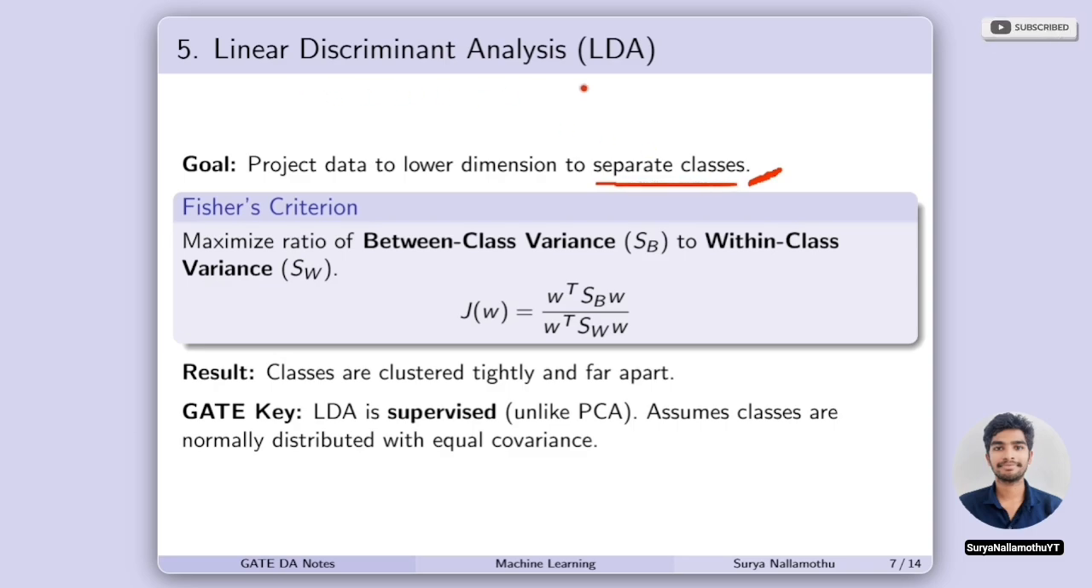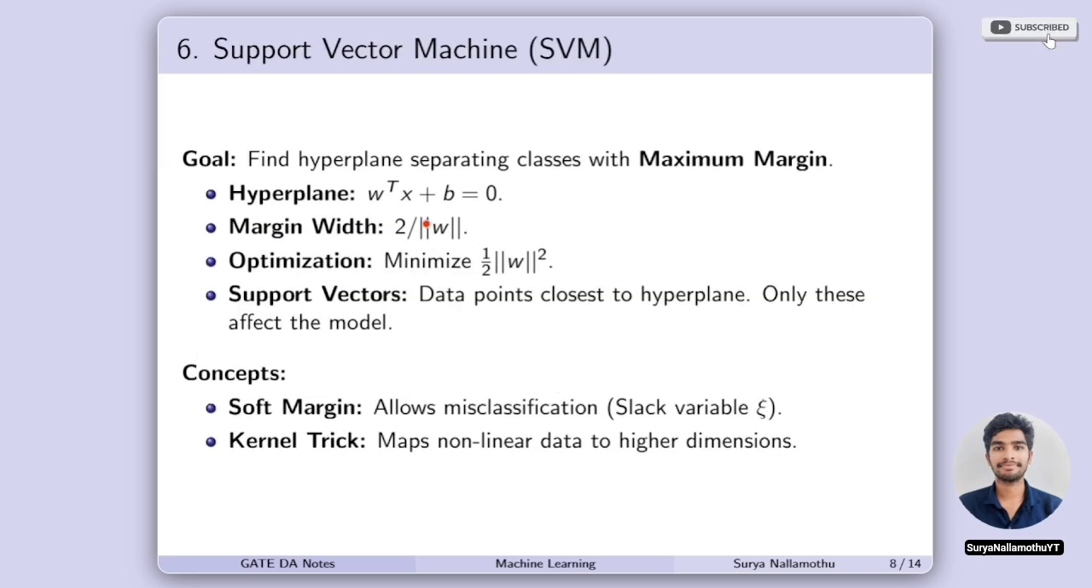Linear discriminant analysis helps to separate the classes in a lower dimension. It is supervised, which is also one important point. It assumes classes are normally distributed with equal covariance. Next, support vector machines find the hyperplane separating classes with the maximum margin.